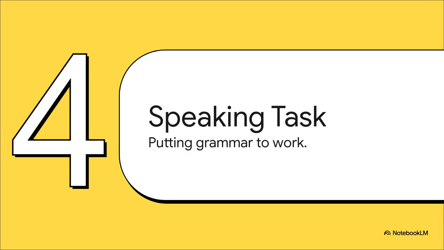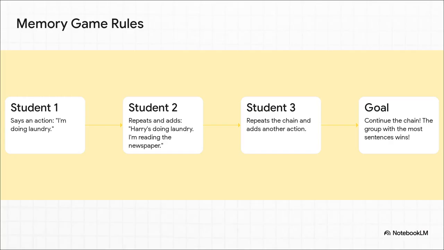Okay, so we've warmed up our listening skills. Now it's time to get talking. We're going to put this grammar to work with a speaking task. If you turn to page 26, you'll see there's a really fun memory game. So here's how it works. It's a chain memory game. The first person says what they're doing. Then the next person has to repeat that and add their own action. And the chain just gets longer and longer. The whole point is to see how long your group can keep the chain going without forgetting anything. It's an awesome way to get you using that ing form without even thinking about it.